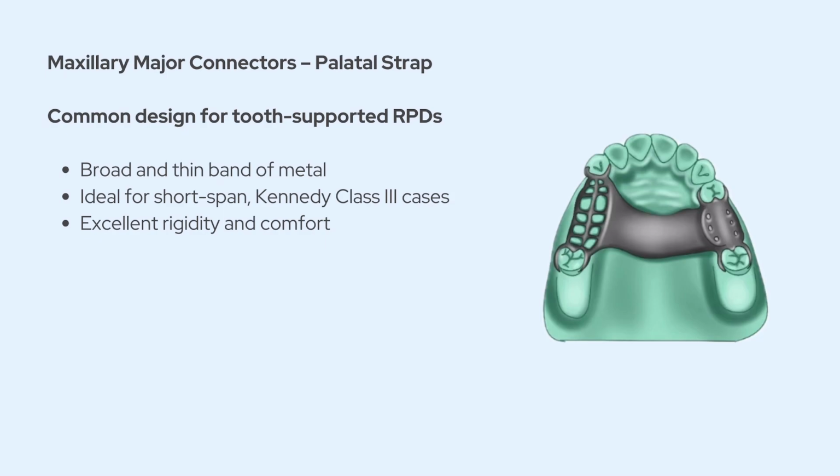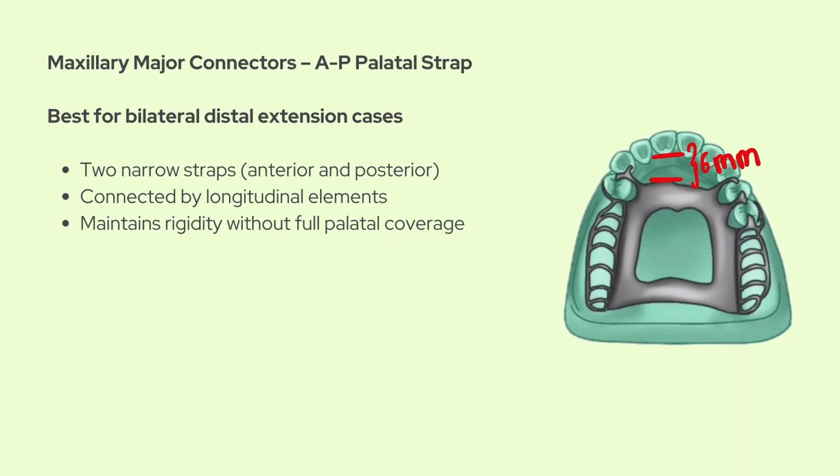So let's start with maxillary major connectors. We'll begin with the palatal strap, which is one of the most commonly used designs. It's basically a broad, thin band of metal that runs across the palate, and it's ideal for short span, tooth supported cases like Kennedy Class 3. It offers excellent rigidity because of its wide surface area, and it's pretty comfortable when it's designed properly.